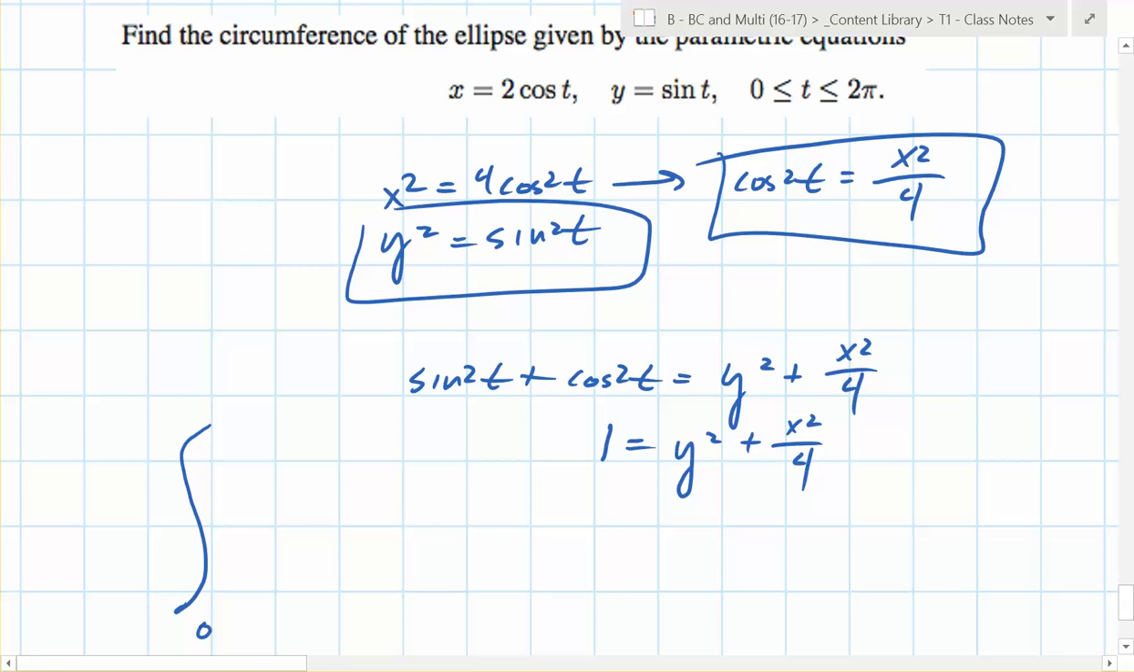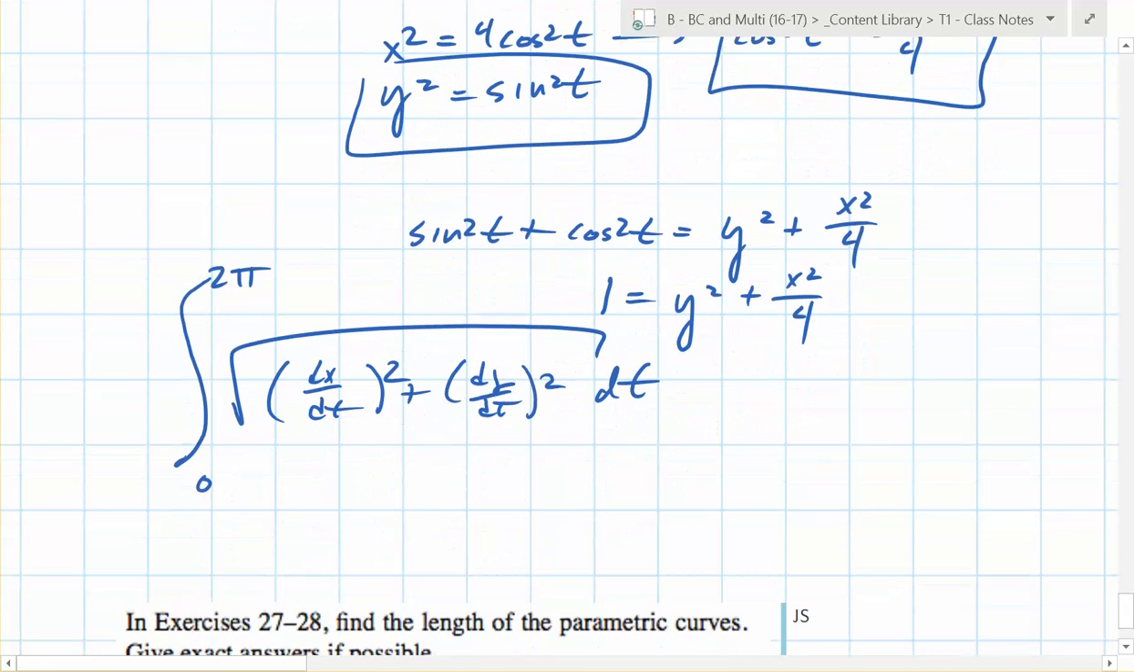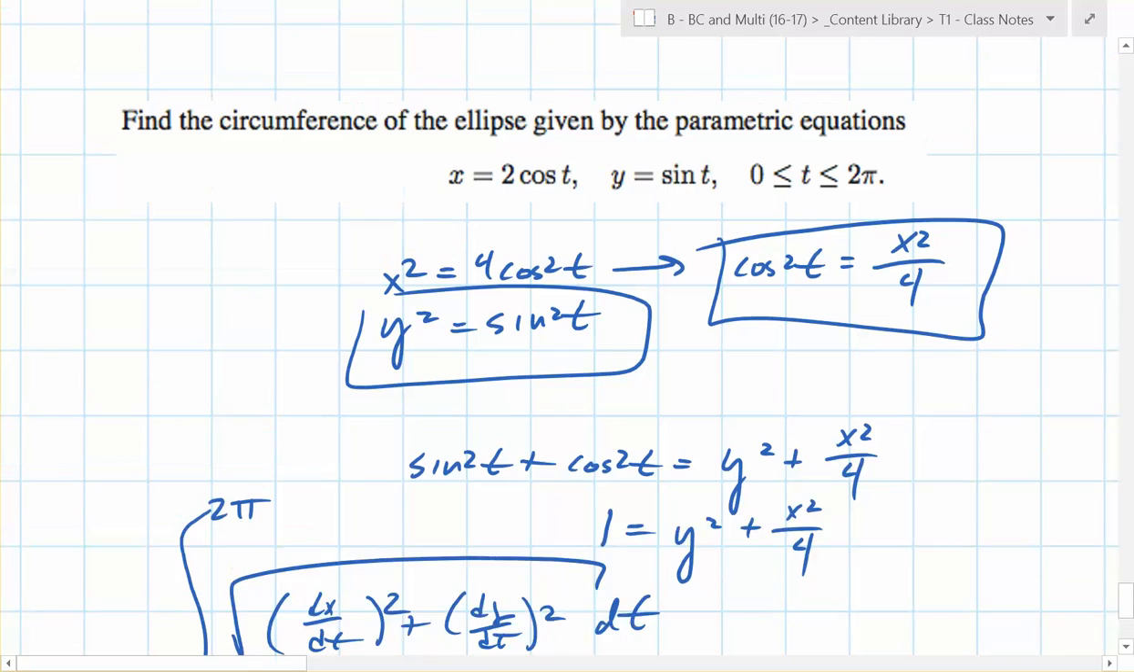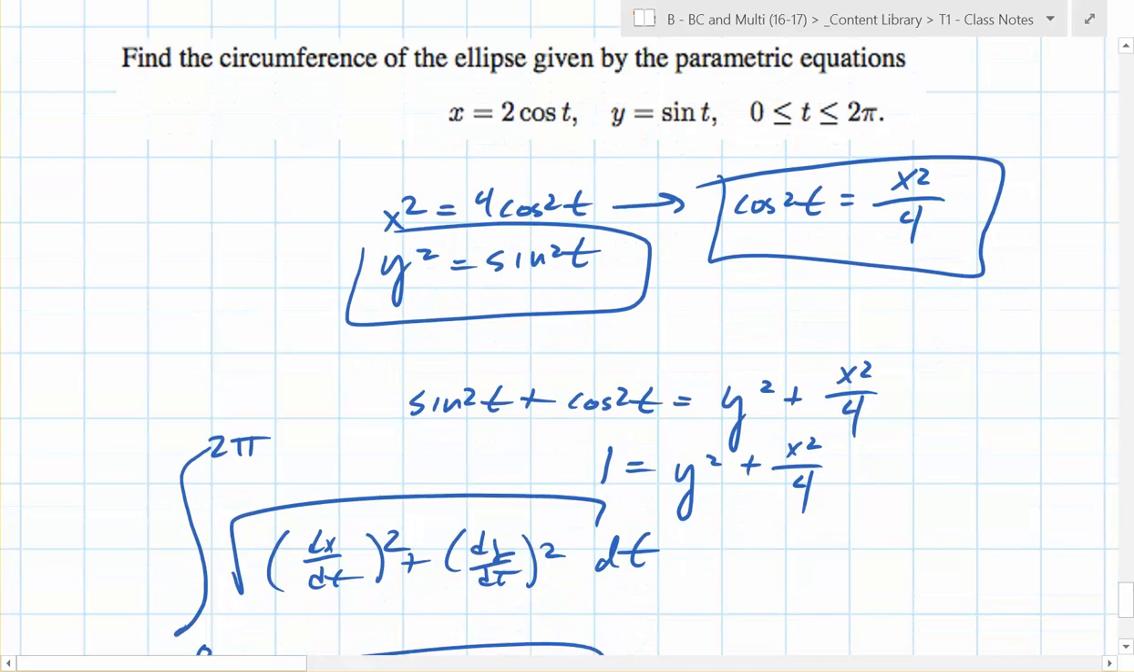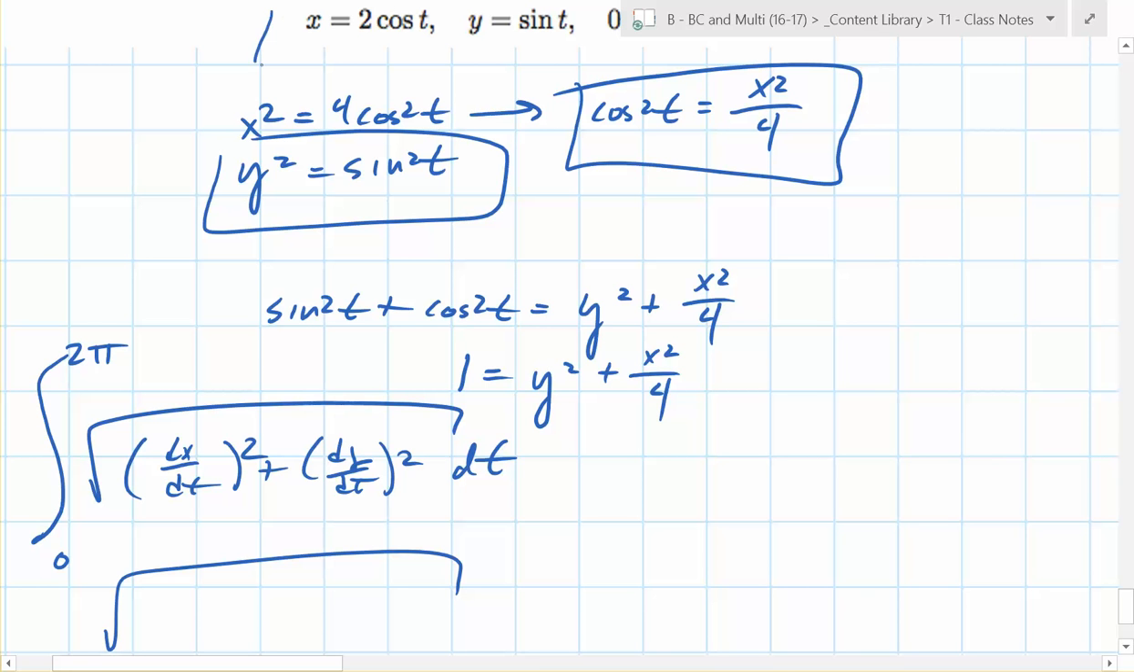So, Ian, what's the expression? It's going to be 0 to 2 pi of what? Of the square root of what? dx dt, yeah. dy dt, that's fine, squared. So what's that going to be? What's the derivative of x? 2 what? dx dt, it's right there. What's the derivative in terms of t? Oh, so negative 2 cosine. Yeah, negative 2 sine t squared plus what? Cosine t squared.